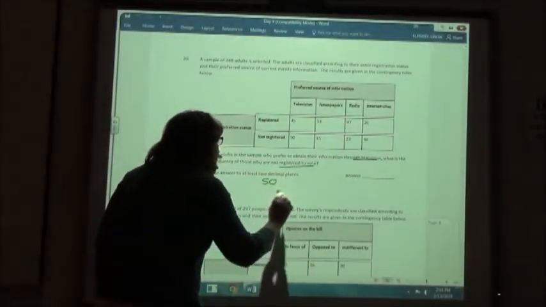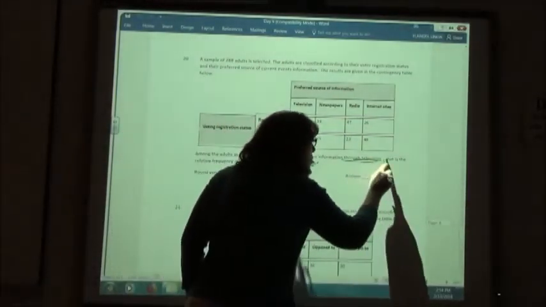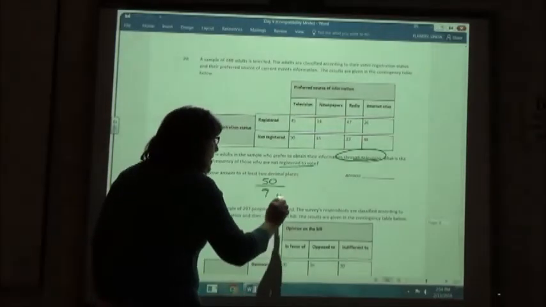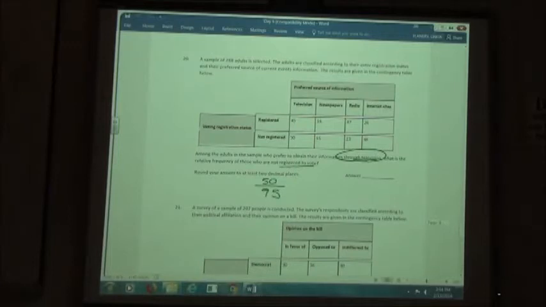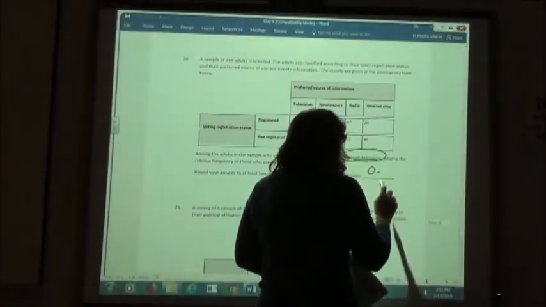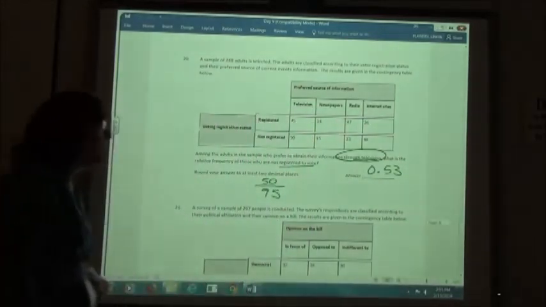50, and instead of being out of the total surveyed, this time the total is out of only those that were through television. How many people like to get their source of information through television? 95. So 50 out of 95. So let's see the difference in that one. They say we're only going to look at the through television, that's our total. 50 out of the 95 then to 2 decimal places. 0.53 then, 0.53.